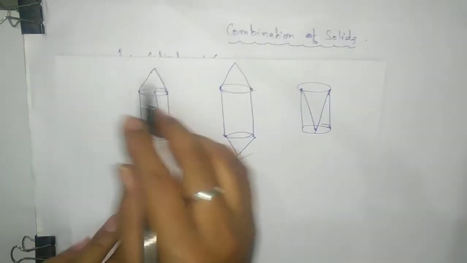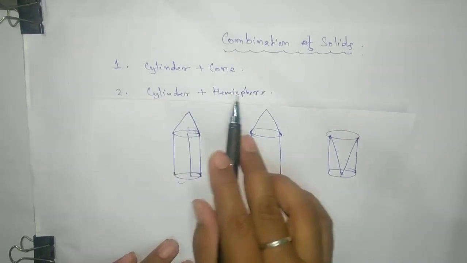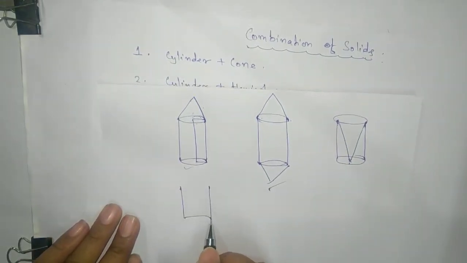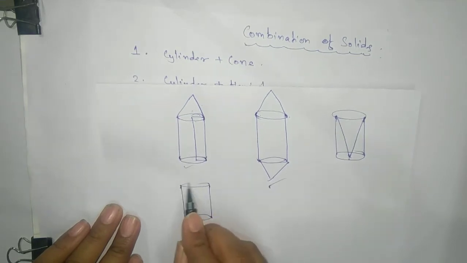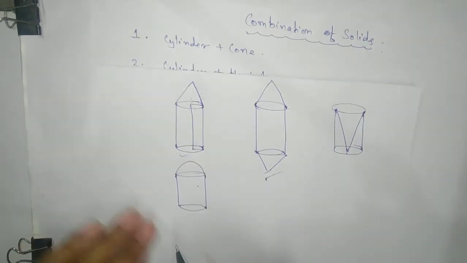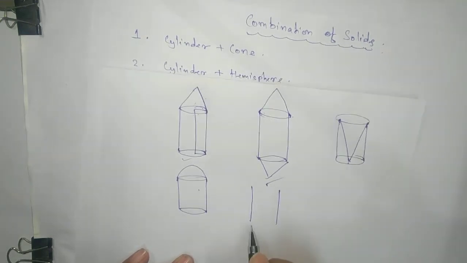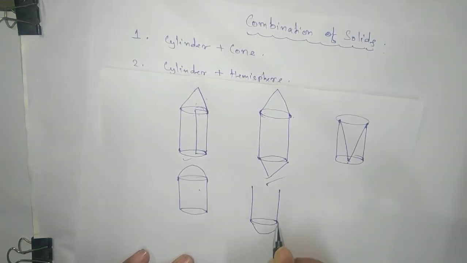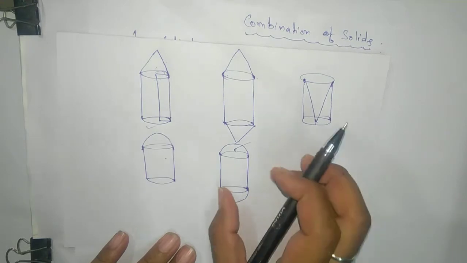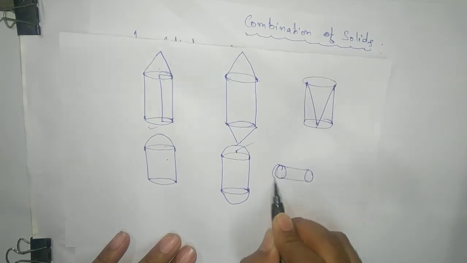The first type is the cylinder plus cone. Now the second one is cylinder and hemisphere. If you go for this one, you can see here a great example, a small house. You can see this type of house, and this is the example of a hut also. But here, this is the example of a capsule. We'll get a capsule problem in the exam. If we keep it in a horizontal direction, you can see this is the example for a capsule.